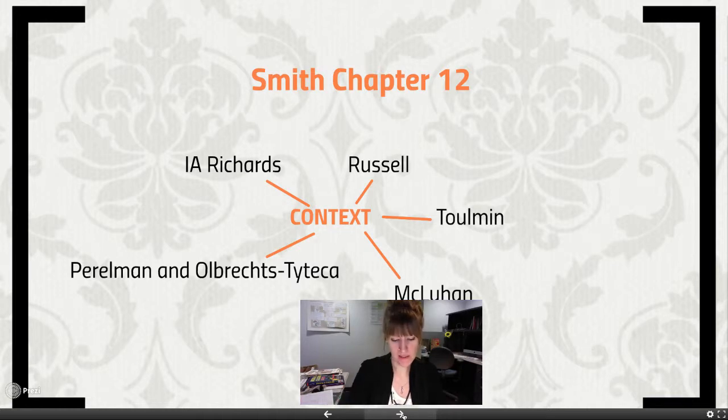Russell picks up on that and also critiques it, and he's trying to bring Locke back into everything and say, okay, so then how do we get to a more perfect language? As I mentioned, Perelman and Olbrechts-Tyteca have a very, very involved theory, but the really important part for brief notes, although in the discussion board we'll discuss a lot more, is the idea of a universal audience versus actual audience.